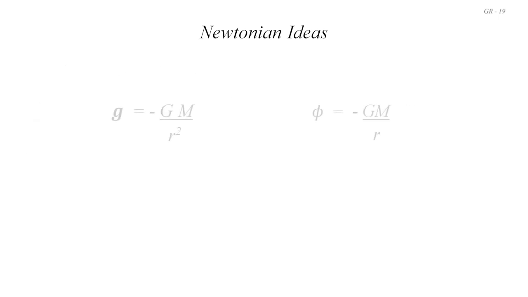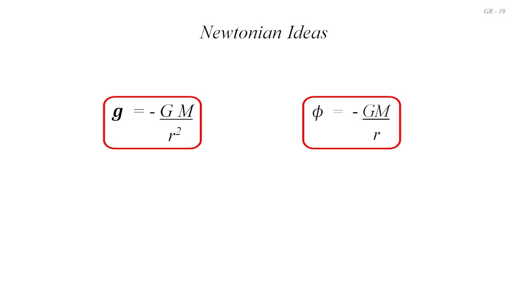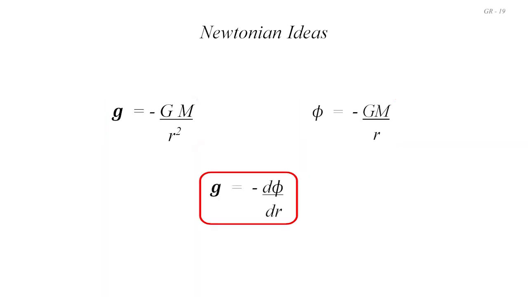We also found that these two fields, the vector field g and the scalar field phi, were related by the following equation: g equals minus d phi by dr. And it should be obvious that this equation takes a scalar field phi and changes it into a vector field g by taking what we might call the ordinary derivative. You should realize therefore that this little g is a covariant vector. However, the other thing to realize is that the way it is written here relies on the spherical symmetry of the situation which we were discussing at the time.